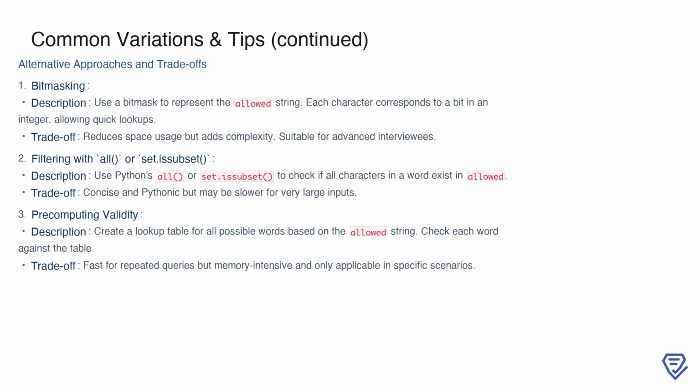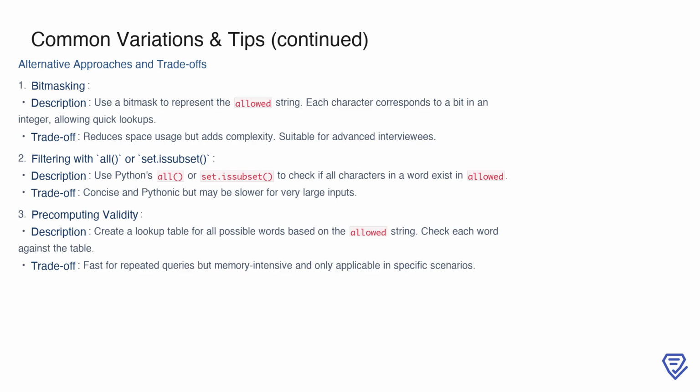Another approach is filtering using Python's all function with a set.issubset method. These methods are concise and Pythonic, making the code easy to read, but they may be slower for very large inputs. A third option is pre-computing validity. You can create a lookup table for all possible words based on the allowed string and then check each word against this table. While this approach is extremely fast for repeated queries, it is memory intensive and only applicable in specific scenarios where such a trade-off is justified.